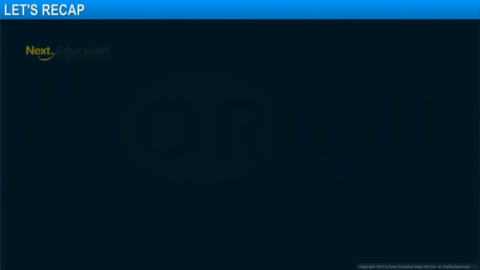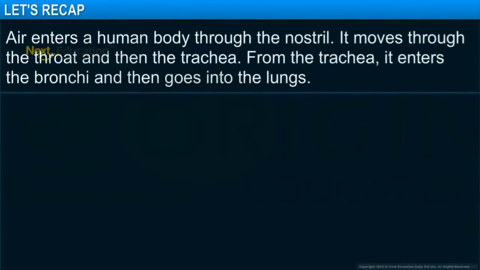In this module, you learned that air enters a human body through the nostril. It moves through the throat and then the trachea. From the trachea, it enters the bronchi and then goes into the lungs.